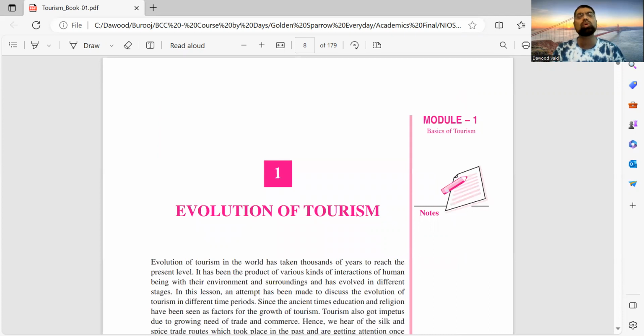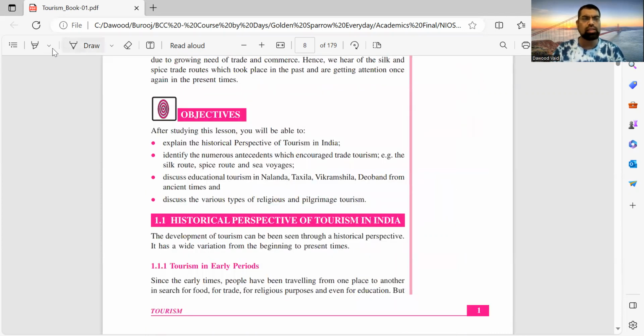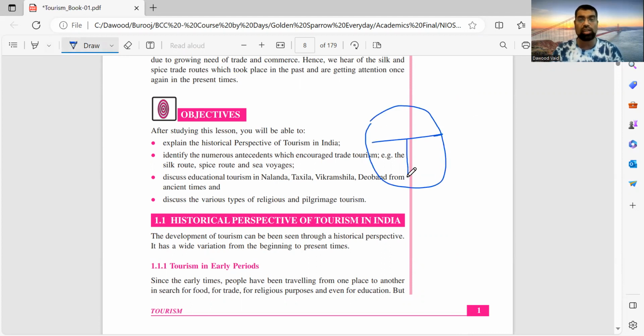When I see the word tourism, what comes to your mind? For me, the easiest part is to make you remember. So just do a small mind map, write the word tourism. I'm not good at writing, so I'll write the word T. Why do people travel? Think about it. Why does your uncle travel to Dubai?